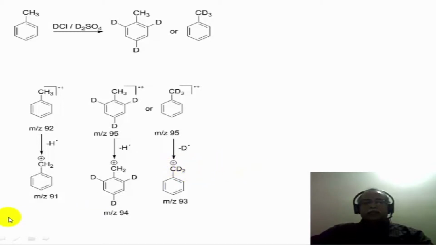So one can easily now distinguish based on the mass spec of the benzyl cation. If it is toluene, unreacted substrate, if it is there, it will give 91. If it is a nuclear substituted derivative, in other words, the aromatic ring substituted derivative, it will give a base peak around 94 in the mass spectrum. Or if it gives a spectrum at 93 m/z value, then it would indicate that CD3 is actually the compound that is formed.